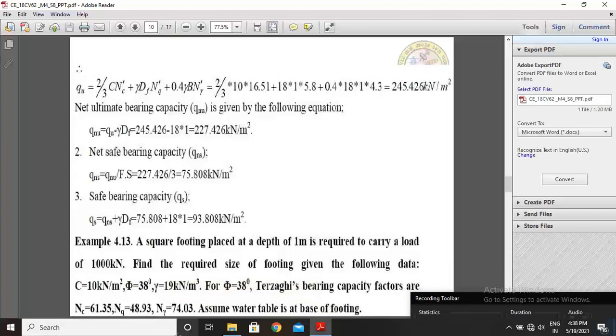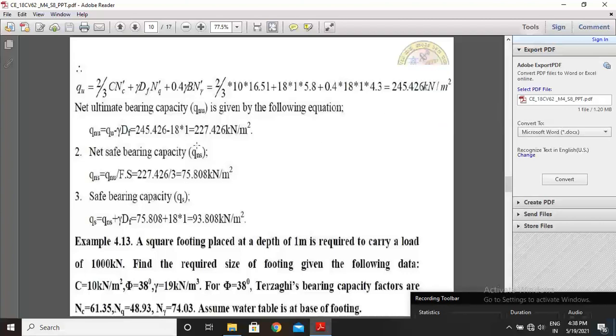Next, substitute the values in the ultimate bearing capacity equation, that is 2/3 into C is 10 into NC dash is 16.51 plus gamma is 18 into DF is 1 into NQ dash is 5.8 plus 0.4 times gamma is 18, B is 1 into N gamma dash is 4.3. After calculation of these parameters, we are getting the final answer 245.426 kilonewton per meter square. This is the ultimate bearing capacity.